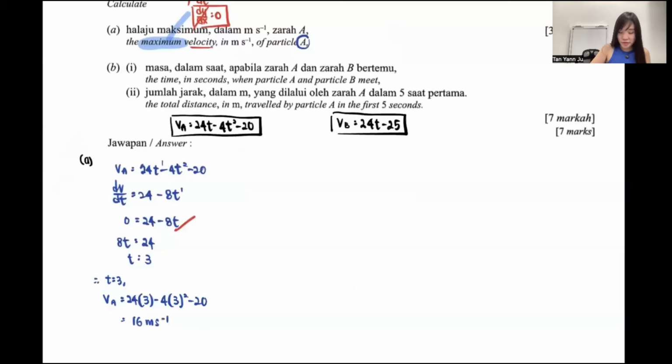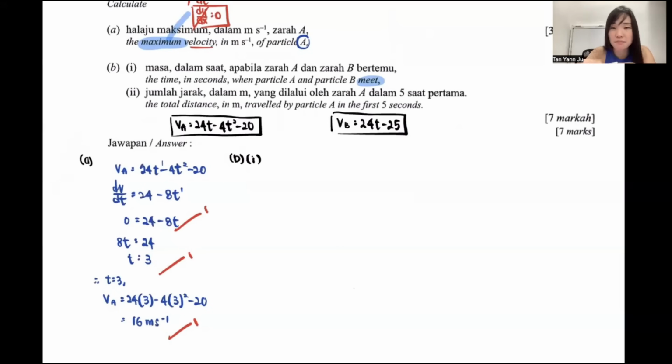The moment you equate to 0, you get 3, then you sub it into the other one. Easy. Part b(i): they say, find the time in seconds when particle A and particle B meet. Okay, my dear, keyword: they meet. So you know when they meet, what happened? Is it that velocity is the same means they meet? No. Is it that acceleration is the same means they meet? No.